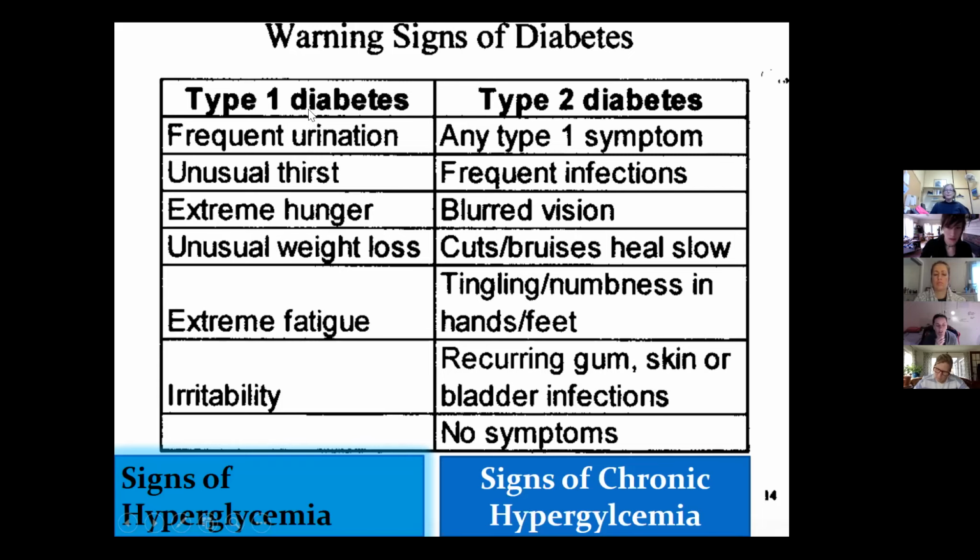I have a question. Yeah. So you said extreme fatigue is because the cells are not getting what? Glucose. Okay.